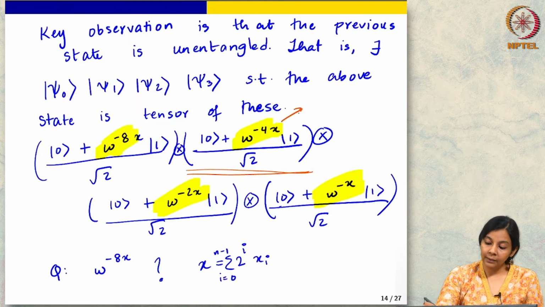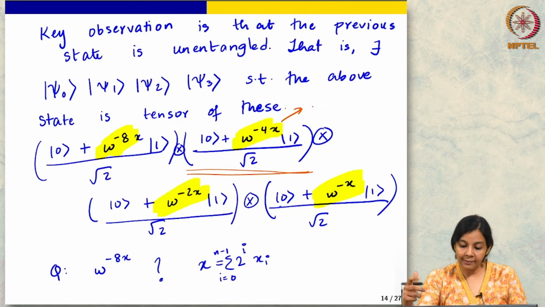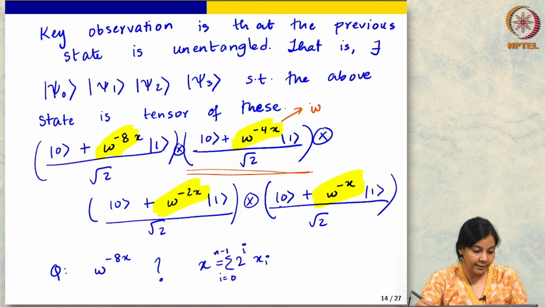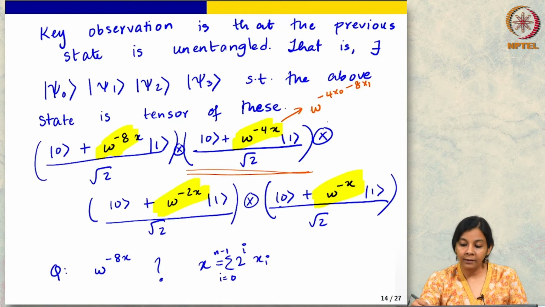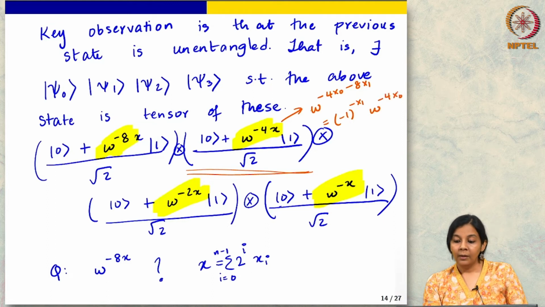So instead of again doing it from scratch, I will just write this down. It will follow exactly as we have seen before. So this is omega to the minus 4 x0 times, it is actually minus 8 x1. You can again just expand out x and you will get this. Now this minus 8 x1 you can simplify, so it becomes minus 1 to the minus x1, and omega to the minus 4 x0.